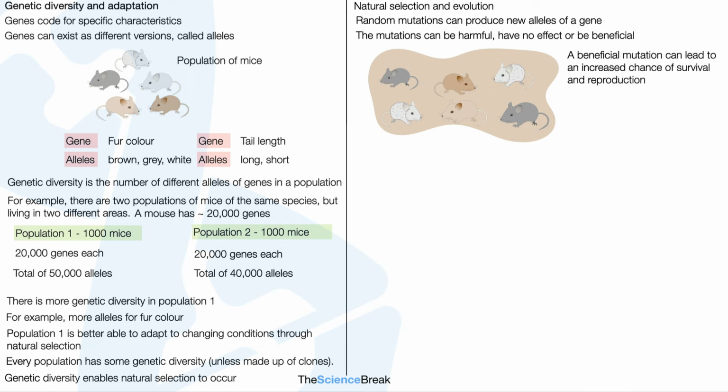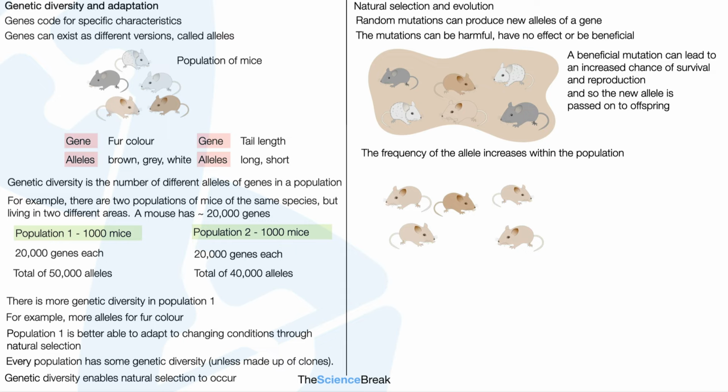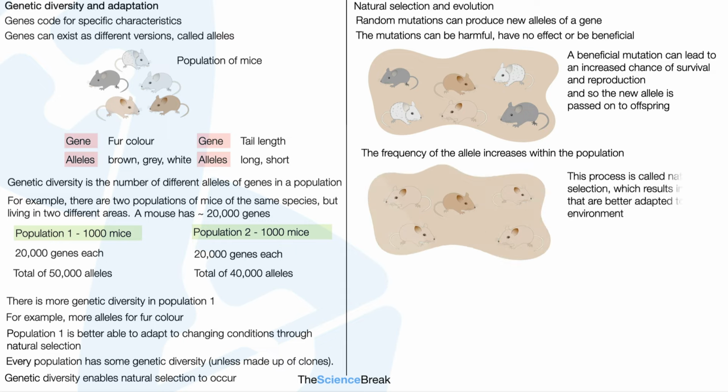A beneficial mutation can lead to an increased chance of survival and an increased chance of reproduction. And so the new allele is passed on to offspring. The frequency, in other words, how often it occurs, the frequency of the allele increases within the population. So now we have more mice with that allele. So in general, this process, called natural selection, results in species that are better adapted to their environment.